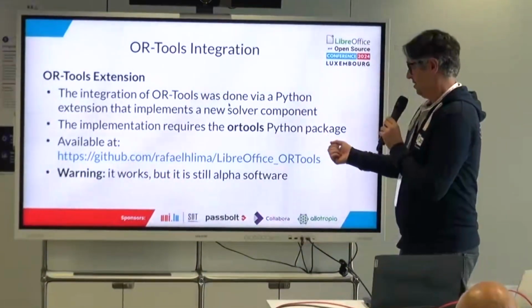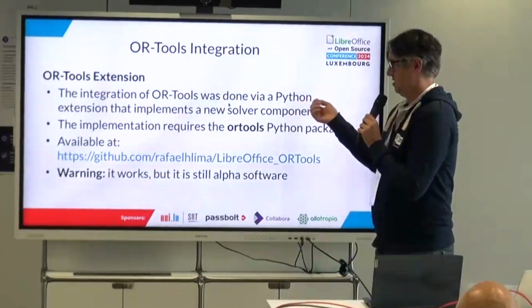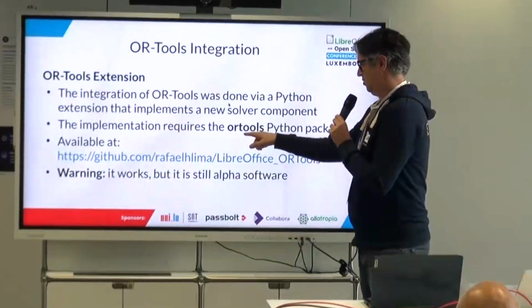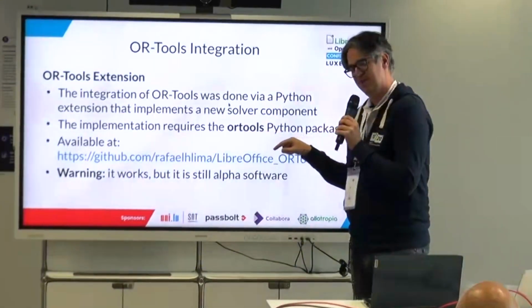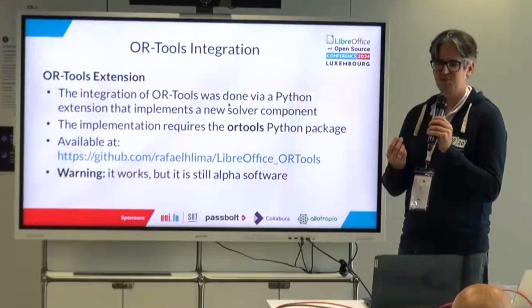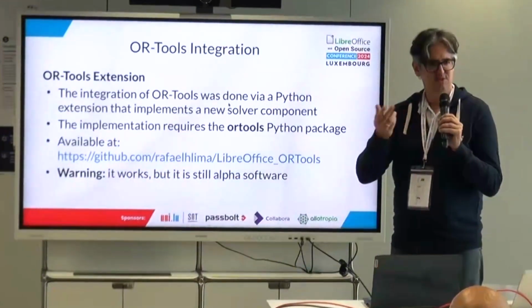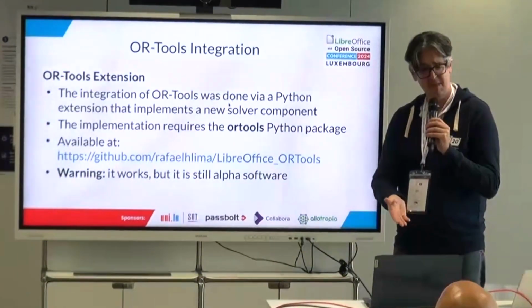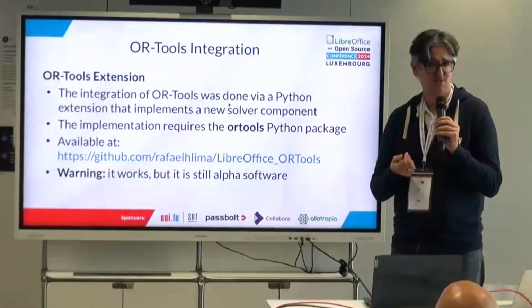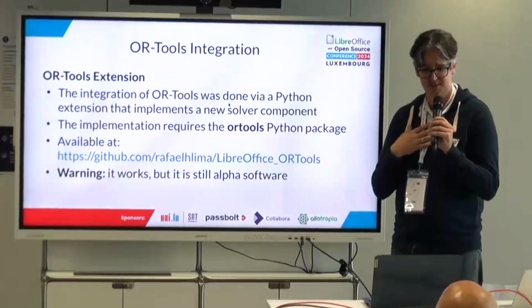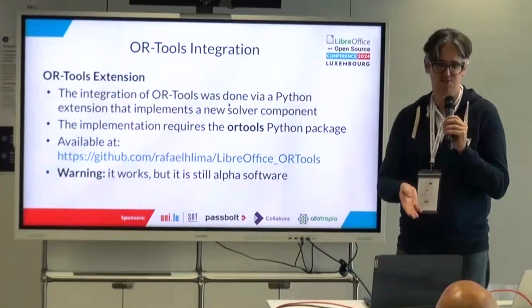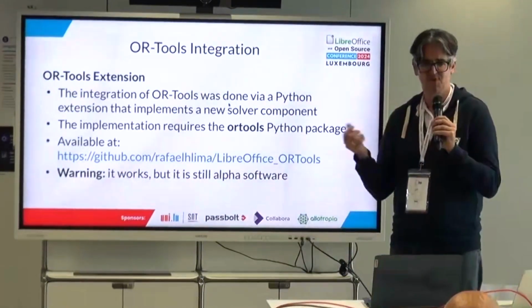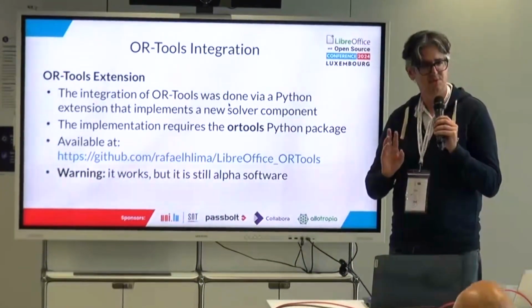Since it is a Python extension, it requires the installation of the OR tools Python package. So this needs to be accessible in the user's Python path somehow. In my case, since I'm using Fedora, it's easier to have it installed on my LibreOffice installation because it's using system Python. So if I simply pip install OR tools, it will be available in LibreOffice.